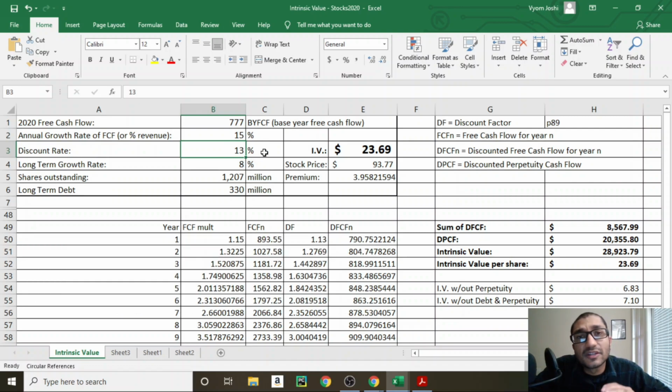In other words, this is the hurdle rate that AMD has to meet or surpass in order to create shareholder value. I'm using the long-term growth rate to be 8%. What this means is I expect AMD's free cash flow to grow at 8% every year from the 10-year mark into perpetuity. The company has 1,207 million shares outstanding and has $330 million in long-term debt. After taking all of these inputs into account, we get the intrinsic value to be about $23.69 per share.